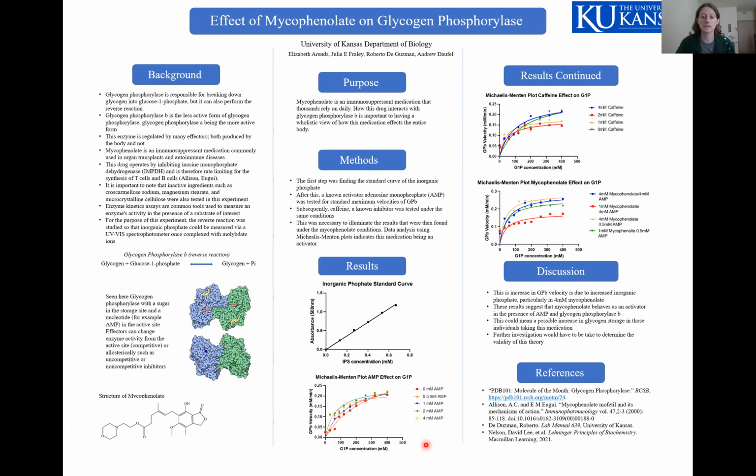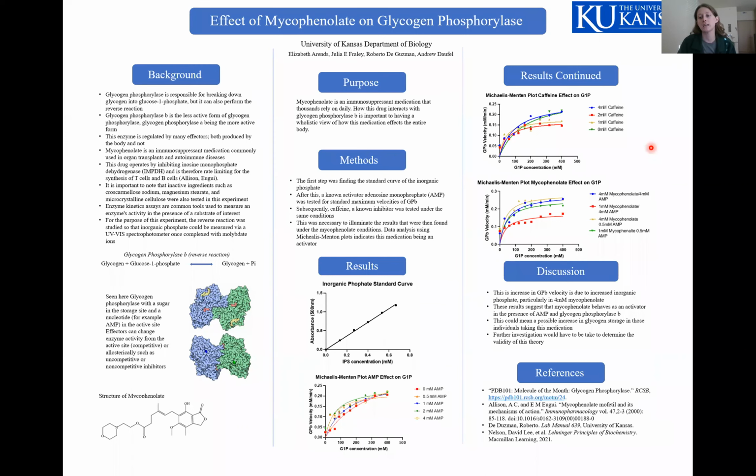We first wanted to find out the effect of an activator on glycogen phosphorylase, and AMP is known to activate. We achieved this data right here using 5 different concentrations of AMP. Then we went on to the effect of caffeine, which is a known inhibitor of glycogen phosphorylase. We used these 4 different concentrations, and you can see we got some mixed data here, but both of these data sets combined really help us with understanding mycophenolate, which we didn't know whether it was going to inhibit, activate, or do anything at all.